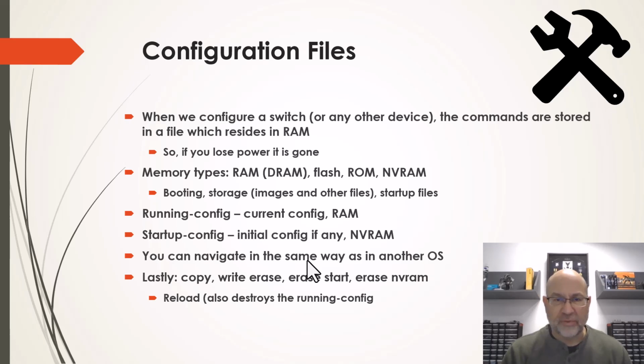Okay, configuration files. When we configure a switch or any other device, the commands are stored in a file which resides in RAM. That is the running config file. If you lose power, it's gone. Now this brings us to what kind of memory do we have?